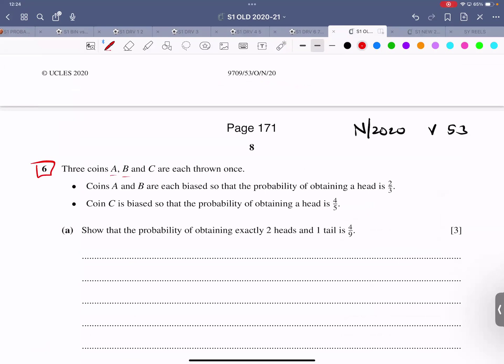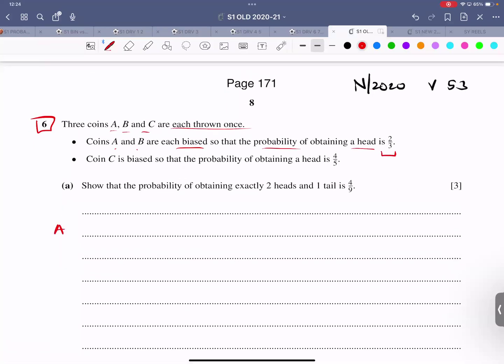The question says 3 coins A, B, C are each thrown once. Coins A and B are each biased so that the probability of obtaining a head is 2/3. So let me write over here A, B, C. Let me write over here head, and in green, I'm writing tails. For A, the probability of obtaining a head is 2/3. The probability of obtaining a head for B is also 2/3. Tails would be 1/3, 1/3. And for C, the probability of obtaining a head is 4/5. So this is 4/5 and this is 1/5.